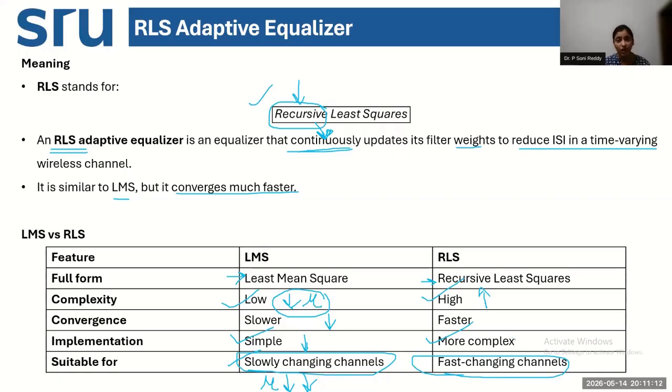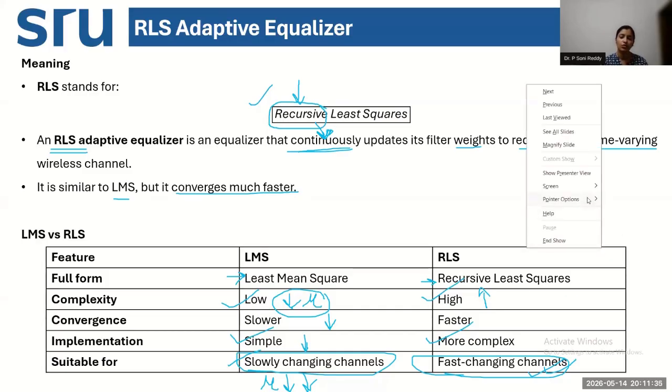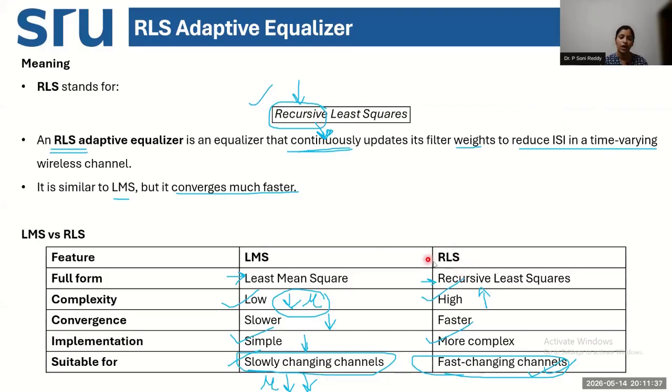If there is a very fast change in the channel characteristics, then you have to track the fast changing nature of the channel. So you don't have much time to waste. You have to do this faster. So LMS is not useful for fast changing channels. Why? Because it is very, very slow and time taking. But RLS is much faster, so RLS is much preferred compared to LMS.